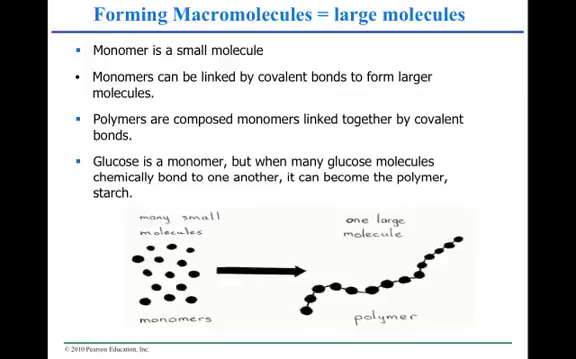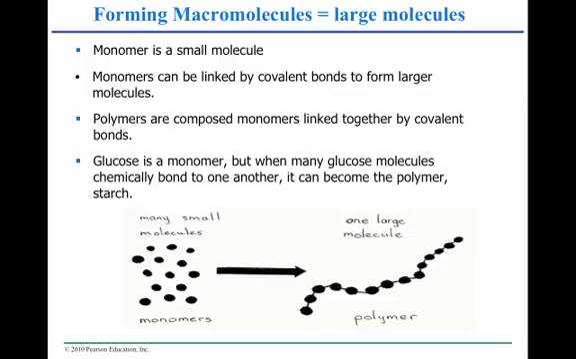So how do we form these large molecules? That's what we're going to be looking at right in the very beginning here. This is common to all of the chemicals that we're going to be looking at in this chapter, which are carbs, lipids, proteins, and nucleic acids. They all are based on smaller molecules that build on each other.